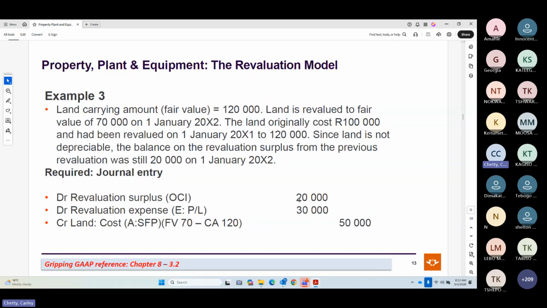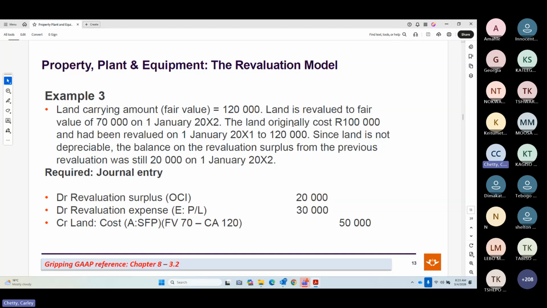Okay, so someone has asked me to explain again. So here, if we read, the land carrying amount has a fair value of 120,000. Land is revalued to fair value of 70,000 on 1 Jan 20x2. The land originally cost 100,000 and it had been revalued on 1 Jan 20x1 to 120,000. So do you agree that when this was previously revalued to fair value, it would have resulted in a credit to revaluation surplus of 20,000 Rand?